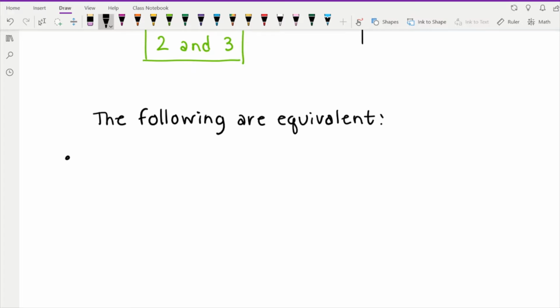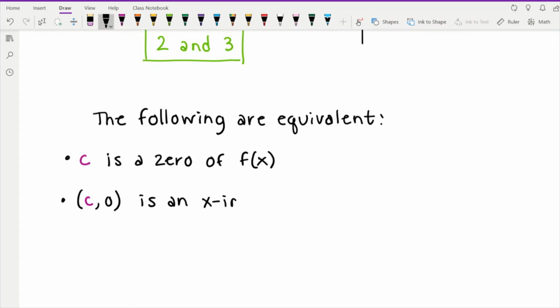So the first one is what we first were describing in this video, which is: c is a 0 of a polynomial f(x). If c is a 0 of a polynomial, then that means that the point (c, 0) is an x-intercept of the graph of f(x).